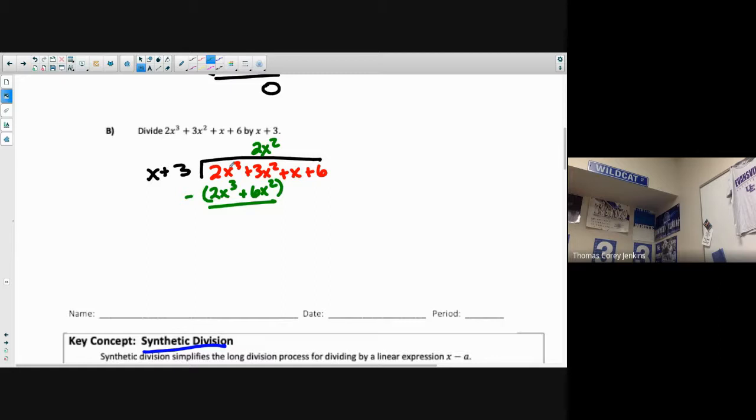Now we subtract. That minus that is 0. 3 minus 6 is negative 3, so we have negative 3x squared. Now we bring down the plus x. Okay, now our thought is x times what equals negative 3x squared, and that would be times negative 3x. Next is minus 3x. So negative 3x times x is negative 3x squared. Negative 3x times 3 is minus 9x.